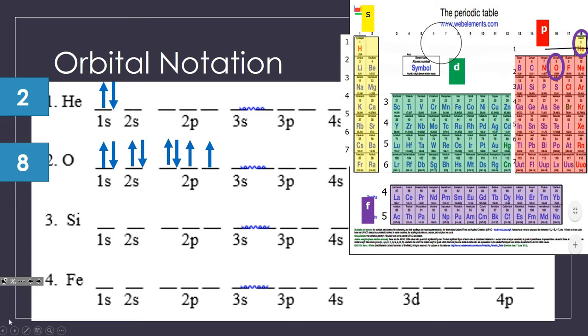Find silicon. Where's silicon on your periodic table? Find silicon, put your finger on it. I want to see if everybody's listening. It is in the red section. If you haven't found it, it's in the red.